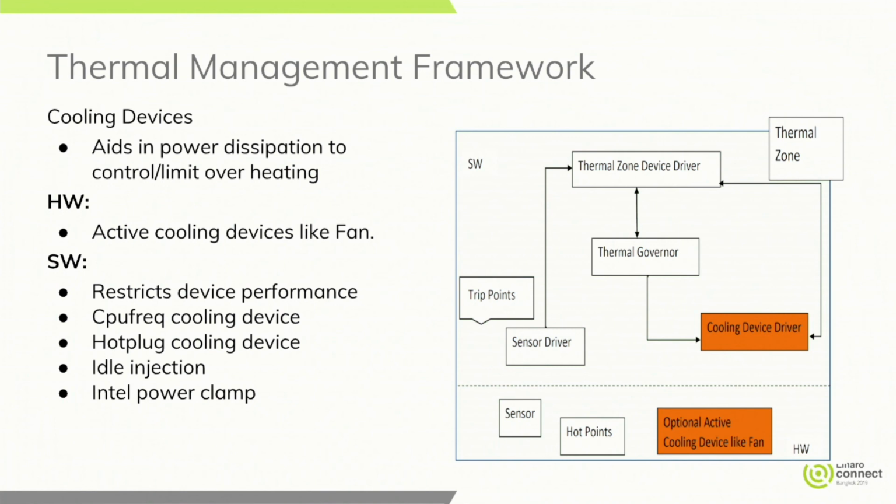In the case of generic devices, you can always restrict the device performance or restrict the device OPP. You can say that I will not allow the device to run at the highest OPP or the second highest OPP, and I'll bring it down until the device cools. In the case of a CPU, it is called the CPUfreq cooling device. Again, in case of CPU overheating, you can decide to hot plug a few CPUs out of the system. Another mechanism is to forcibly idle a few CPUs, injecting idle cycles into them till the CPUs cool down. These are a few software cooling devices that are available in the Linux kernel today.